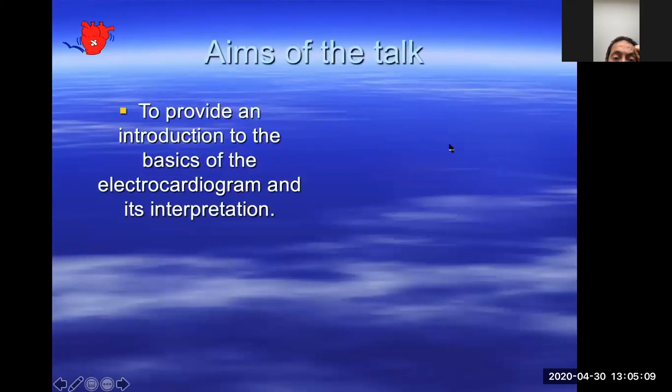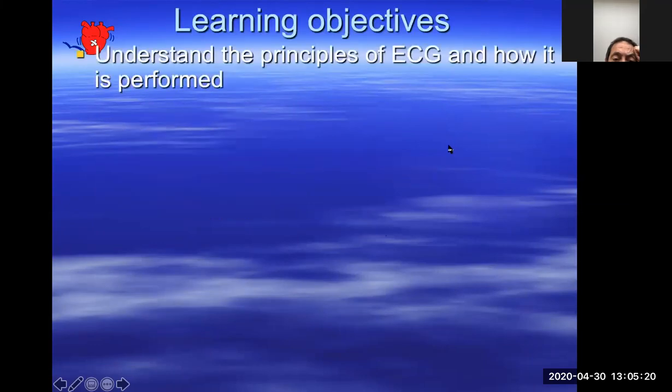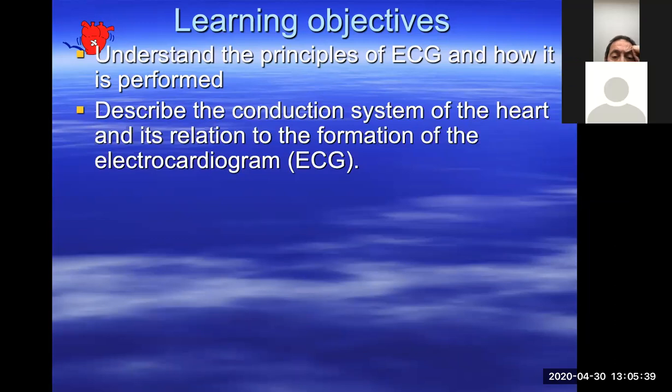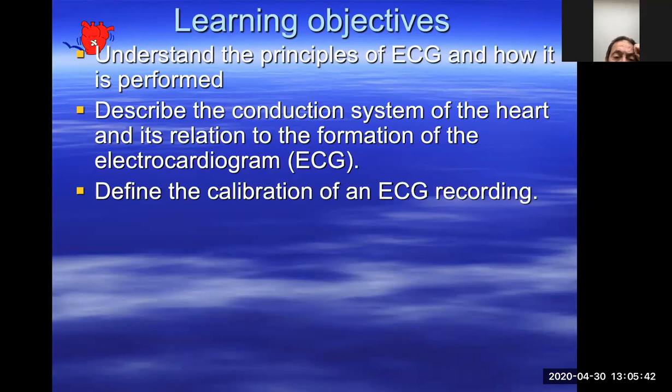Okay, so what we're going to talk about is, as I said, the ECG and its interpretation. We'll give a lecture in summary, and I'll give some quiz at the end. The idea of this talk is for us to understand the principles of ECG and how it is performed, and describe the conduction system of the heart and its relation to ECG, what these waves mean in relation to the conduction system. And then we go through the ECG itself, how you read it, the basics of calibration of the ECG recording.